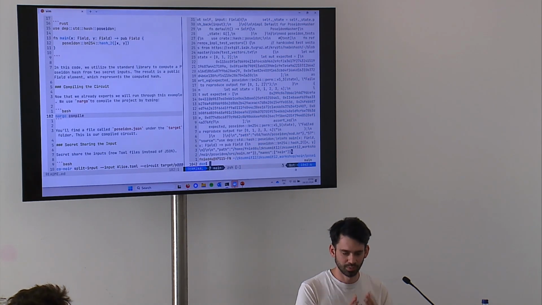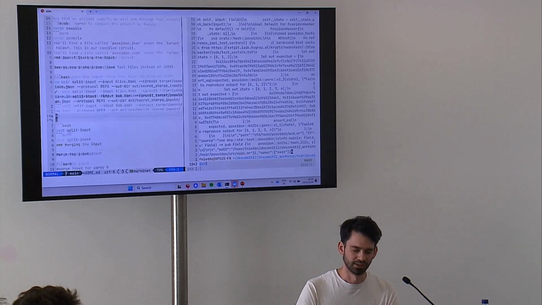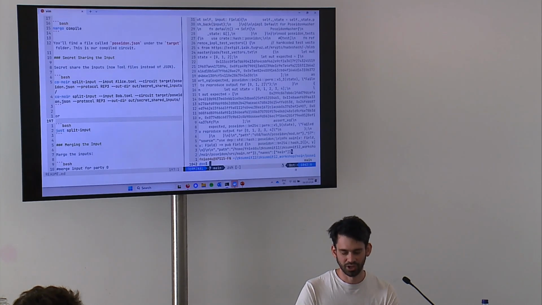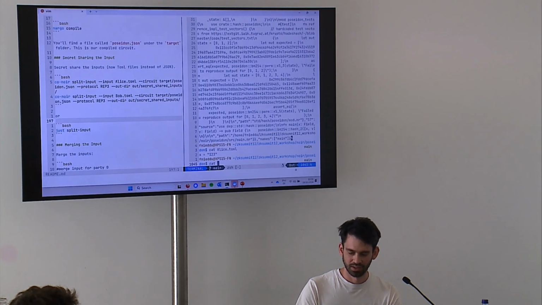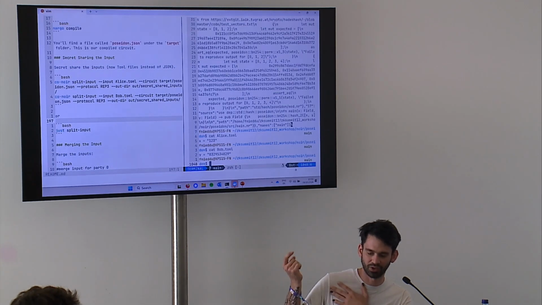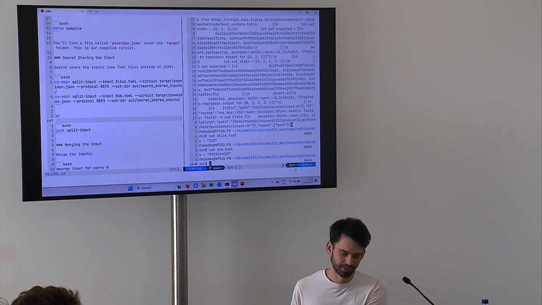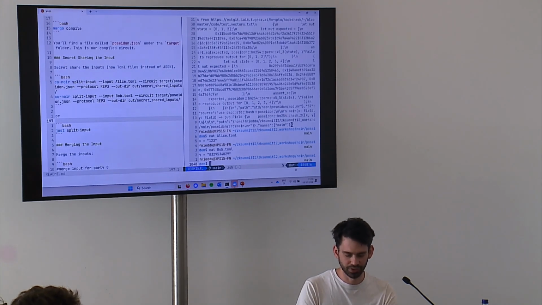So similar to earlier, where we used Circom to compile the circuit, now we use Nargo. You should have this Poseidon JSON file in your target folder. Then we secret share the input again. For Noir, this time we don't have JSON files, but TOML files. So we look at the values. We want to compute the Poseidon hash of X and Y. Alice has her Alice TOML and Bob has his Bob TOML where their inputs are written.